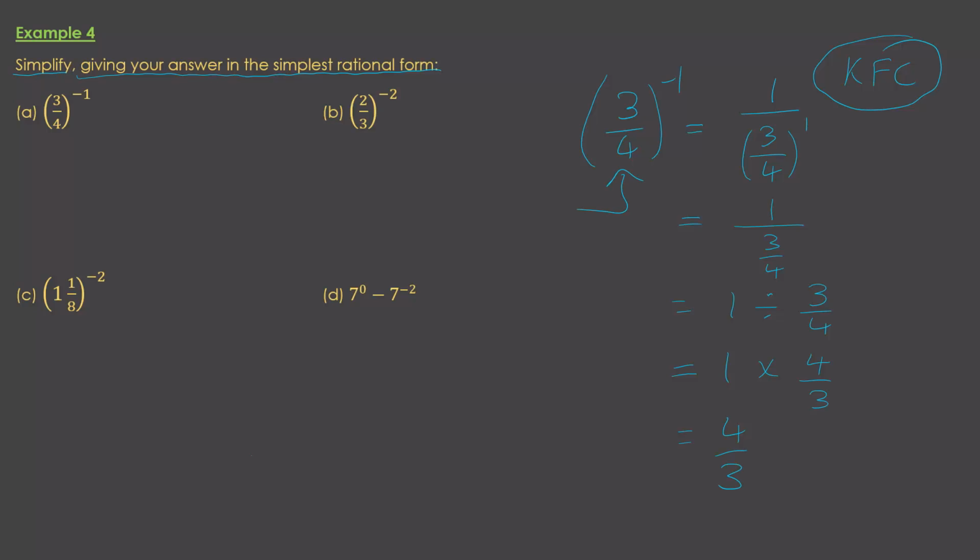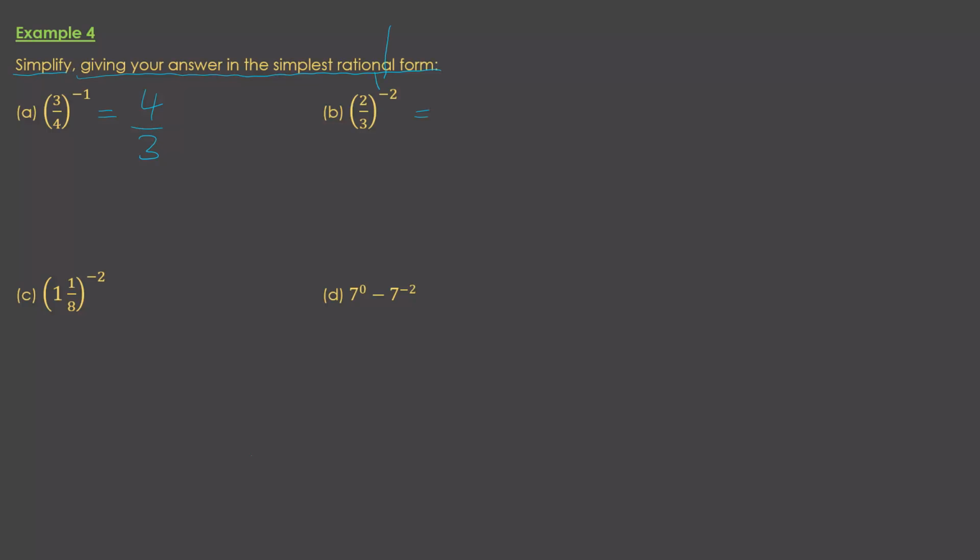Compare that to the original fraction. The negative has flipped the fraction upside down. Once we appreciate that, we don't need to go through all of this process, and we can shortcut that. So, 3/4 to the -1, the negative index is just going to flip the fraction upside down, and that is 4/3.